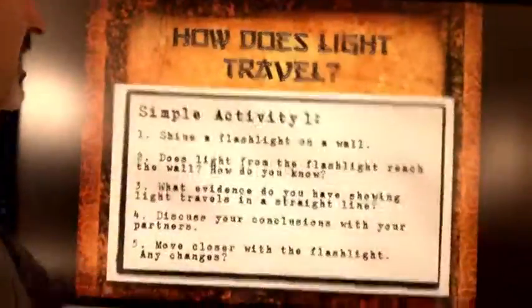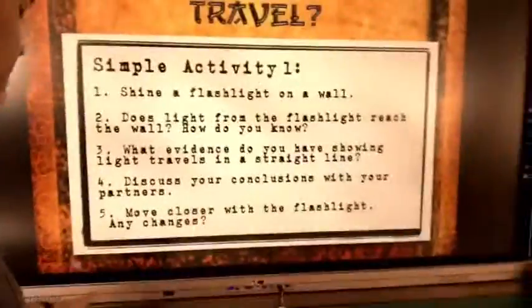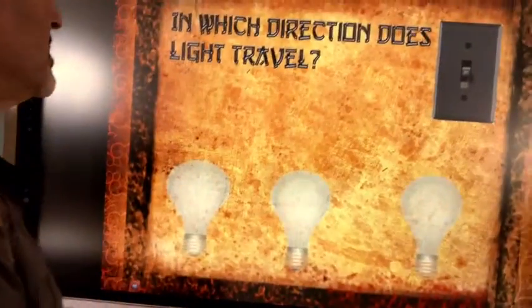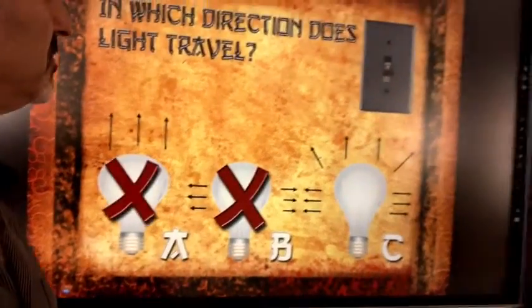Oh, we move on to a simple activity. We shine a flashlight on the wall. How does the light get there? Move closer with the flashlight, any changes? Kind of a little science experiment with light using English. Which direction does light travel? We'll give them some examples. Boom, travels in all directions.